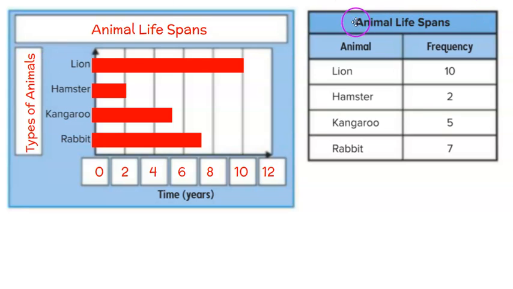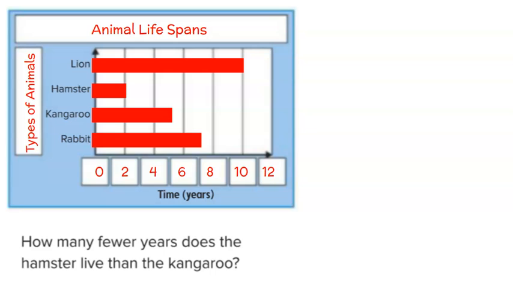And then over here is the table that has the data written out in numbers versus the bar graph. Okay? So let's answer some questions. How many fewer years does the hamster live than the kangaroo? Well, we need to figure out how many years a kangaroo lives for. So here's where it says kangaroo, and this line ends up right in the middle of 6 and 4. What number is in the middle of 6 and 4? 5. You're right.